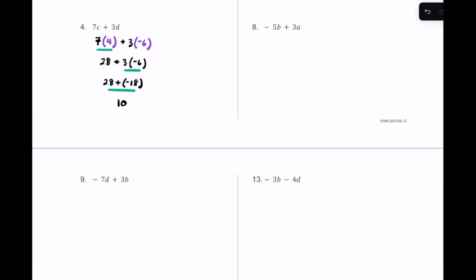So it's going to have this negative 5 as a coefficient multiplied by b. Now b is negative 3. So let's go ahead and substitute that in. We're going to multiply those. Plus we have 3 multiplied by a. Now a is equal to positive 2. Let's go ahead and substitute that in.